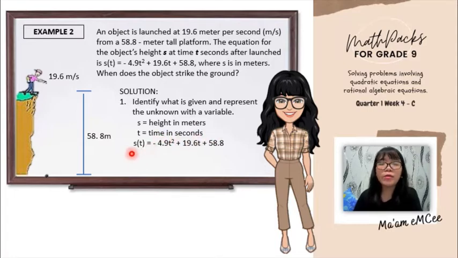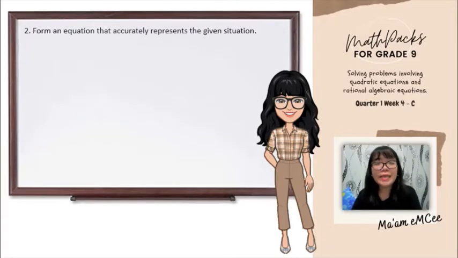We also have here our working equation, so you don't need to think of it because it is already given. So s of t is equal to negative 4.9 t squared plus 19.6 t plus 58.8. We will be solving our problem using this working equation. Now let us have step number 2. We need to form an equation that accurately represents the given situation.